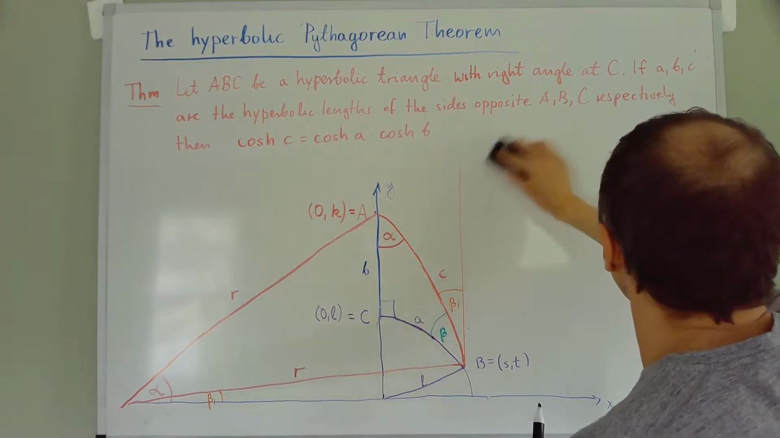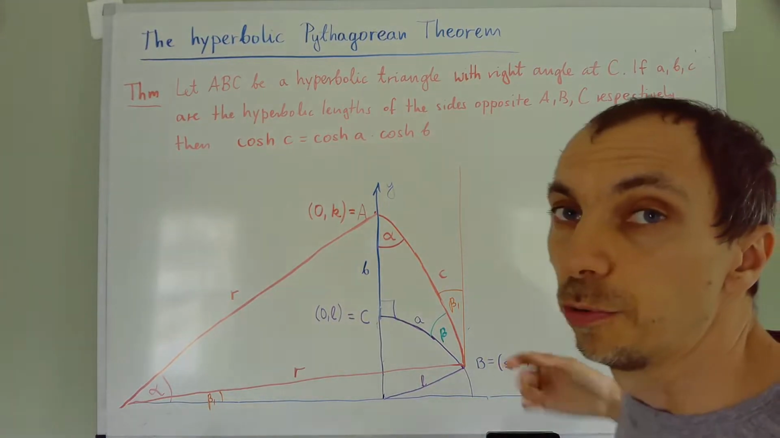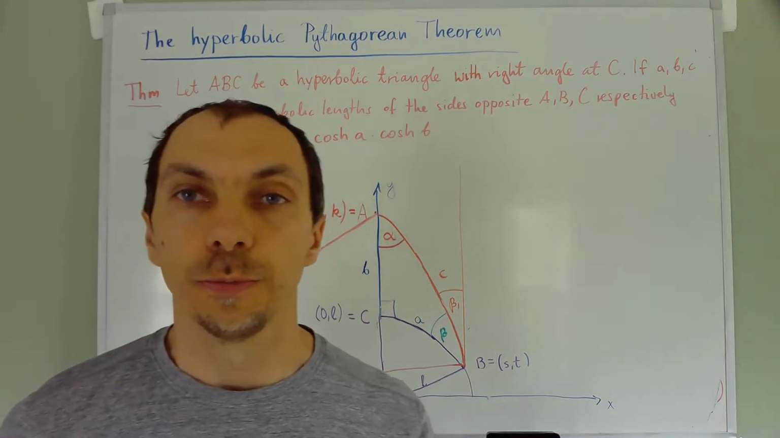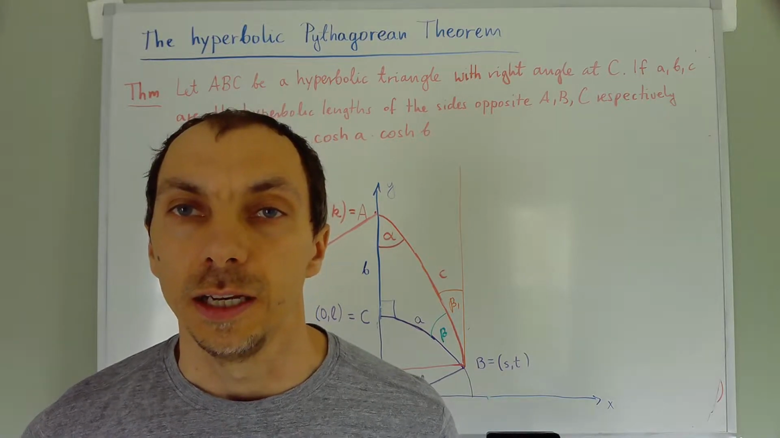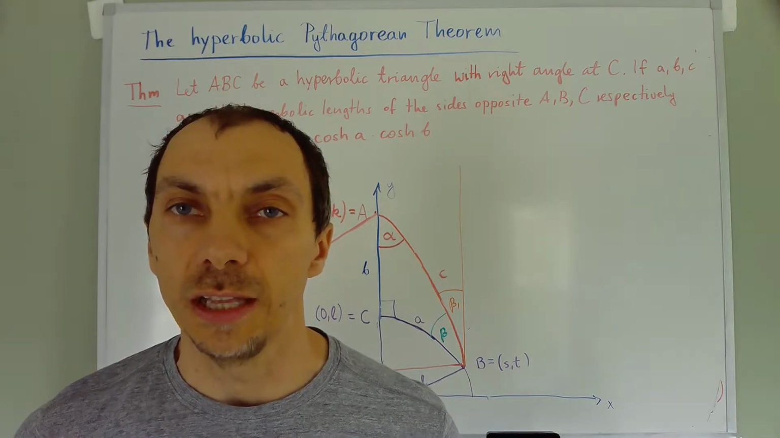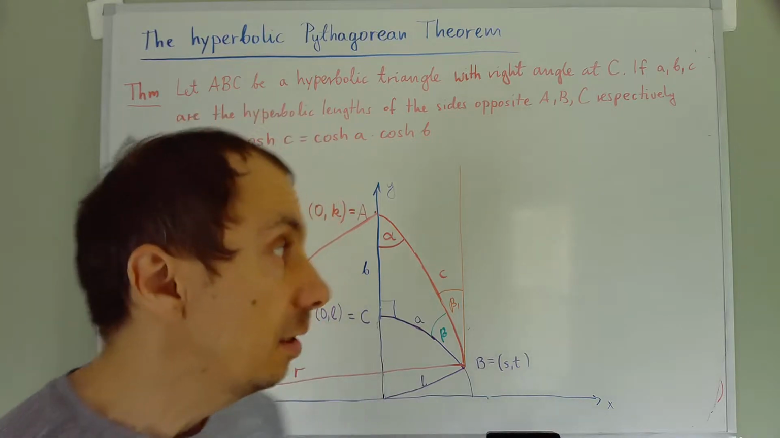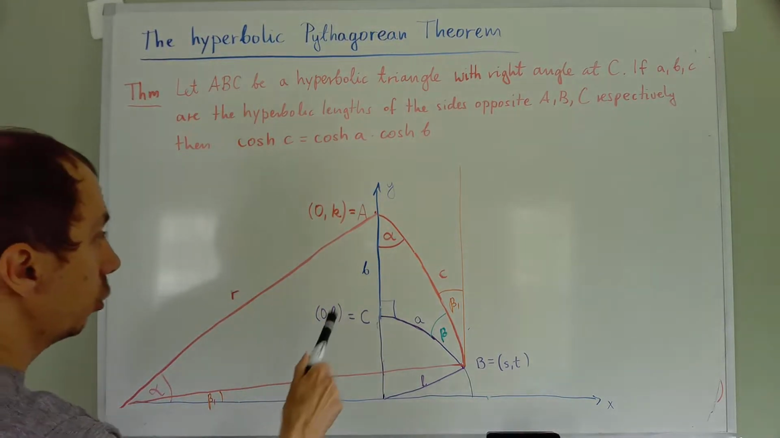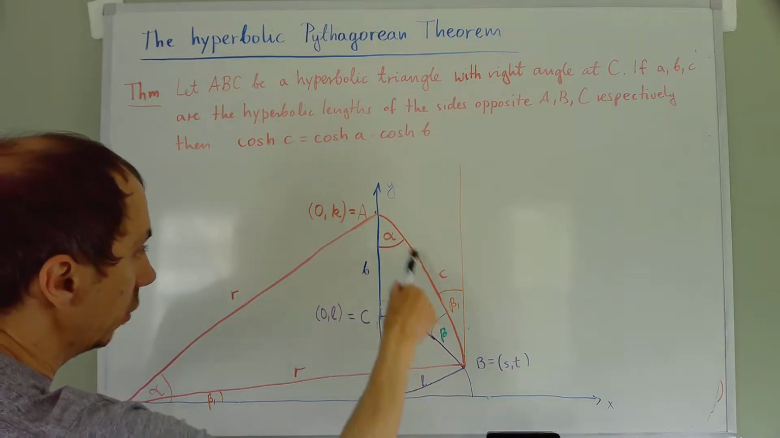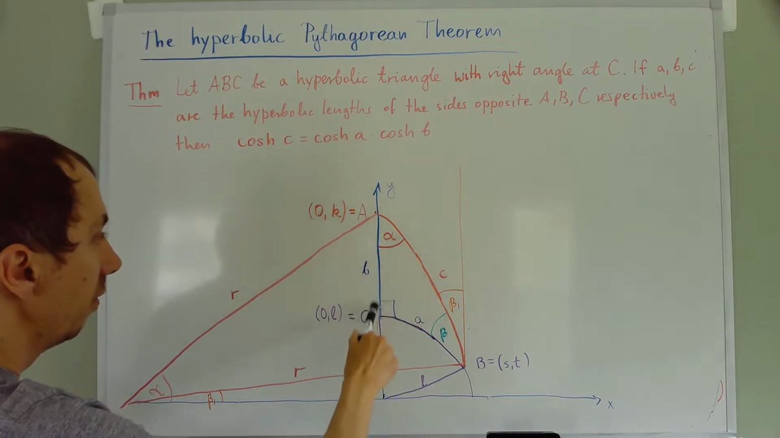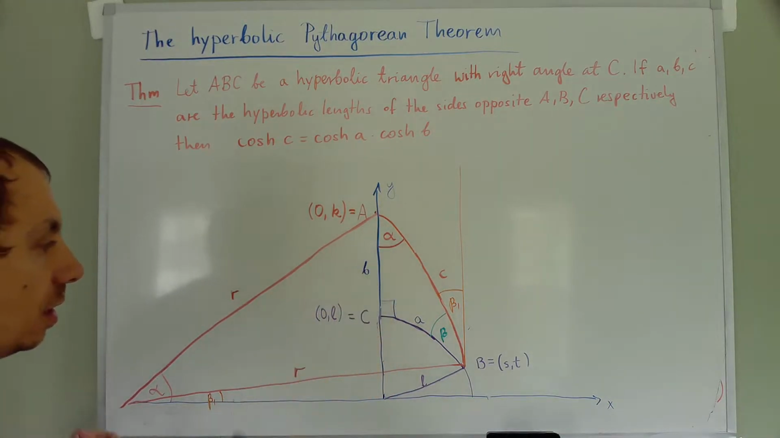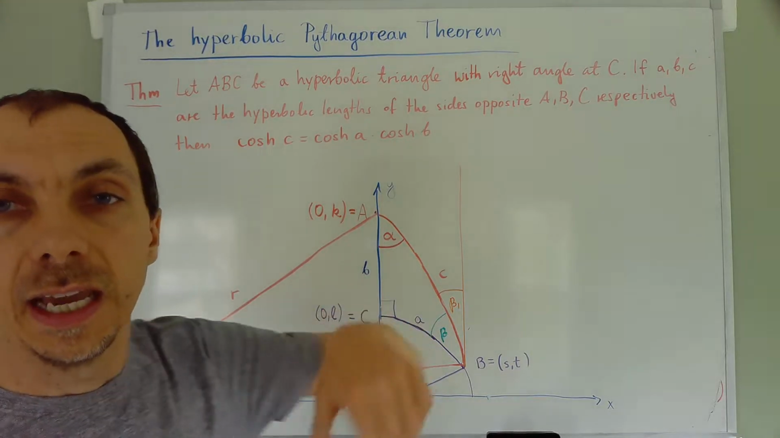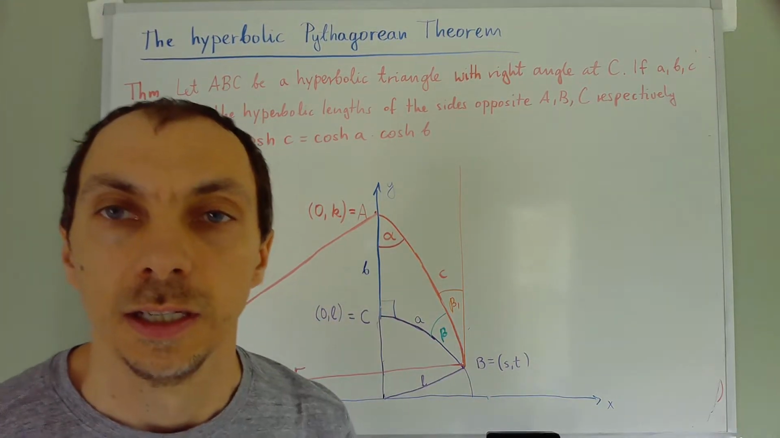Okay, so let's get to the proof of this theorem. I'm only going to prove this theorem for a right triangle in the so-called standard position. Standard position means that the triangle is here, A, B, C, so one of its sides falls on the y-axis, and the right angle is the angle at the y-axis.